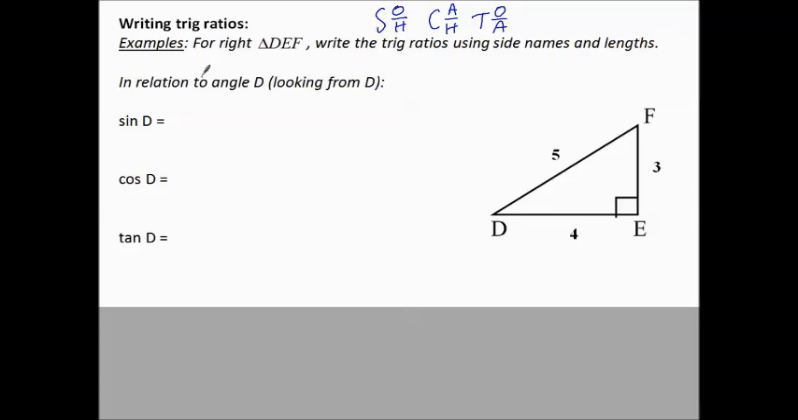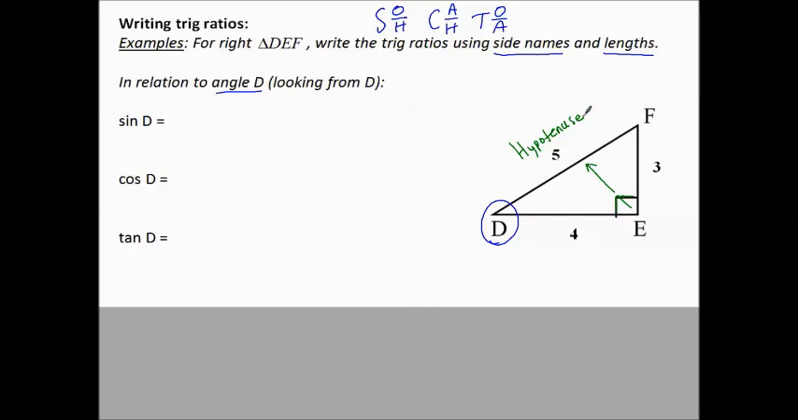Let's see what the directions say. For right triangle DEF, write the trig ratios using side names and lengths, in relation to angle D, looking from D. So first of all, if we're looking from angle D, we want to label the sides that are opposite, adjacent, and hypotenuse. The easiest one is hypotenuse because we've always used hypotenuse in a right triangle. Remember the right angle, use it like an arrow, it points to the hypotenuse. So let's write hypotenuse on that side.